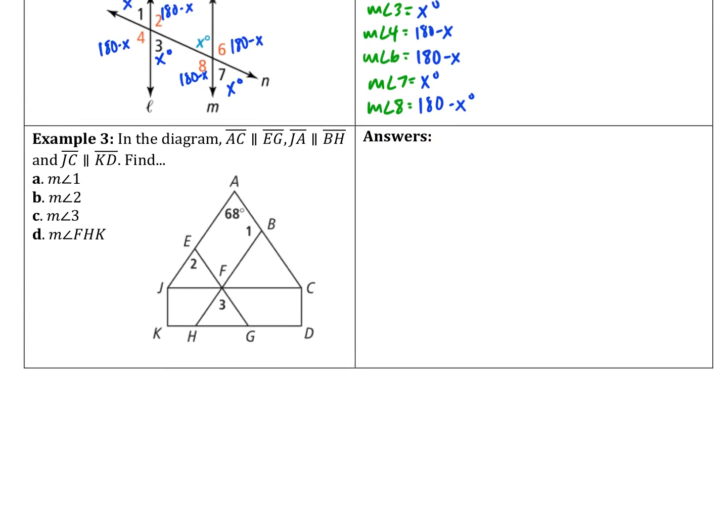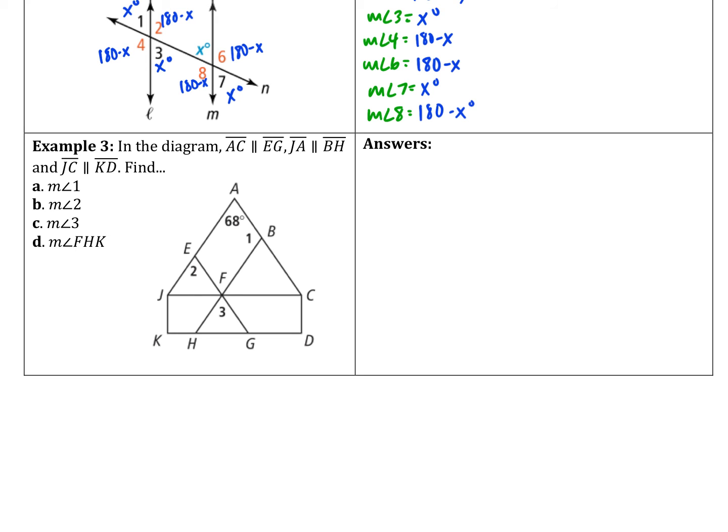Now, example 3 is a little bit more complicated. It says in the diagram, segment AC is parallel to segment EG. So I'm going to mark those. First I'm going to trace out segment AC with my blue marker, and segment EG I'll trace out with my blue marker. All right, so this information I'm putting in blue on my picture.